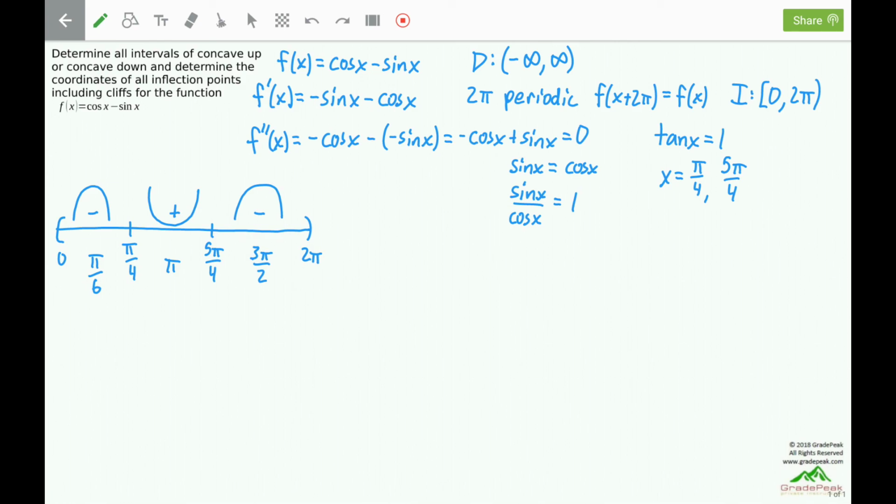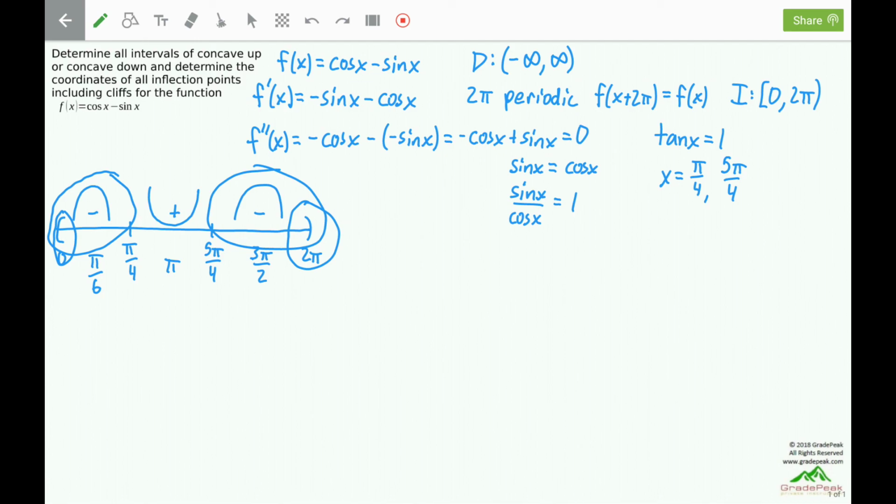So we have a concave down interval here, as well as one here. This endpoint on the right is an open or not included endpoint, round bracket. The endpoint on the left is included, square bracket, and that's because it repeats itself every 2 pi. And so that 0 and that 2 pi are the same point in the end.